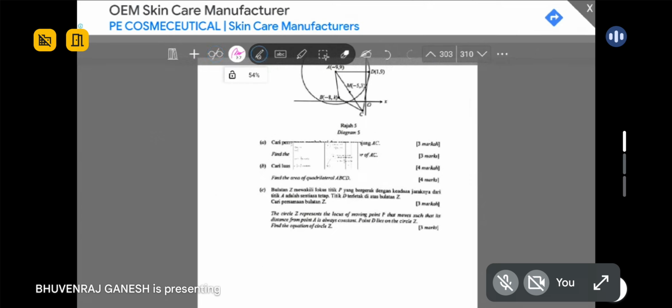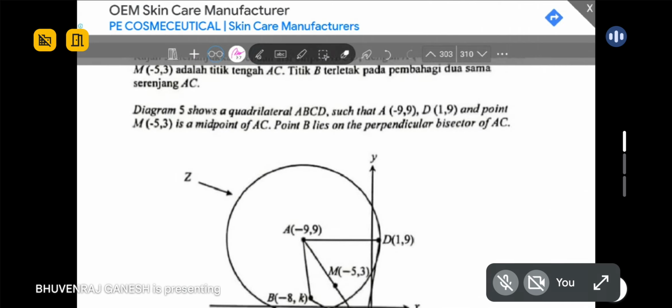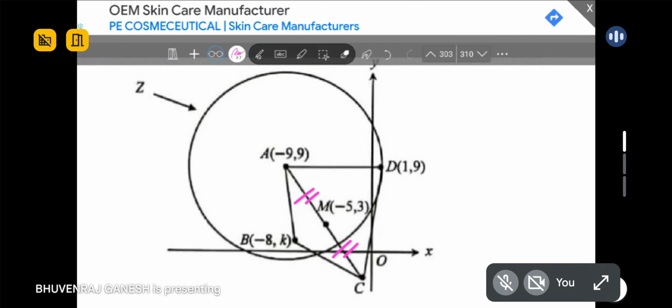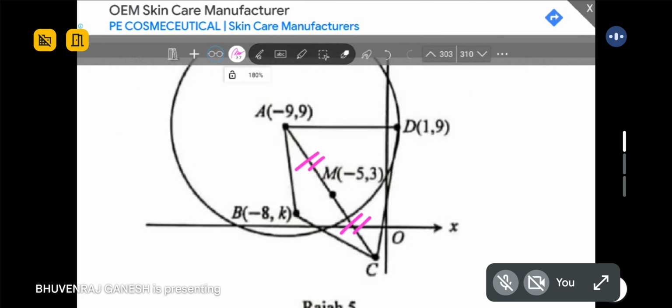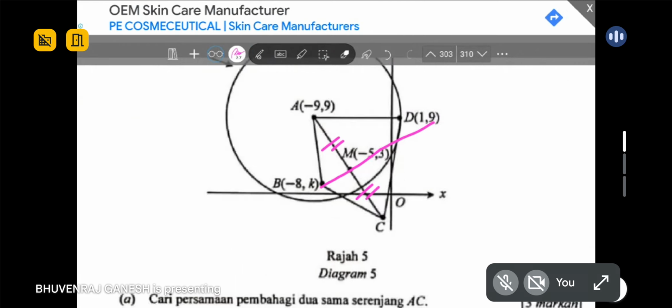Okay, so this one is on coordinate geometry. Form 4, chapter 7. Again, but a different type of question. Okay, so for this one, they are telling you M is a midpoint of AC. Okay, important keyword: M is a midpoint. Mean that sama jarak lah. AM, MC, same distance. And then B lies on the perpendicular bisector of AC. Maksudnya yang ni lah. This is the perpendicular bisector. Pembahagi serenjang. Garis. Okay. So now they ask you to find the equation of the perpendicular bisector.